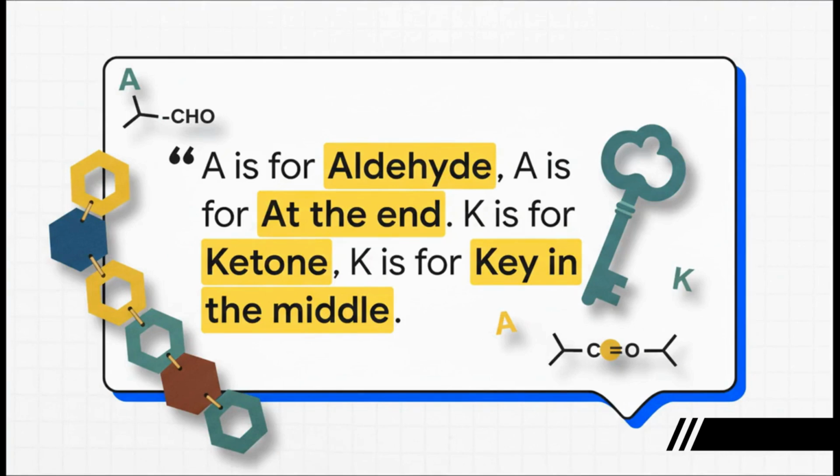Here is your first trick. You will never, ever mix up aldose and ketose again. Just remember this. A for aldehyde is A for at the end of the carbon chain, and K for ketone is like a key that fits in the middle of the chain. It's simple, it works, and you won't forget it.